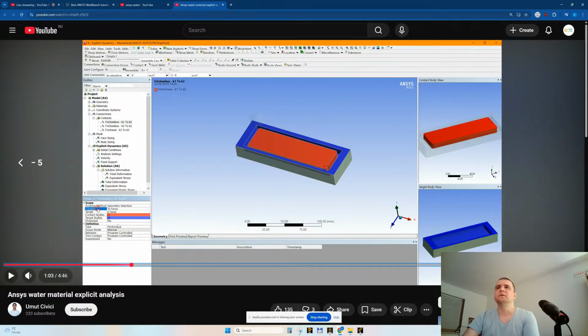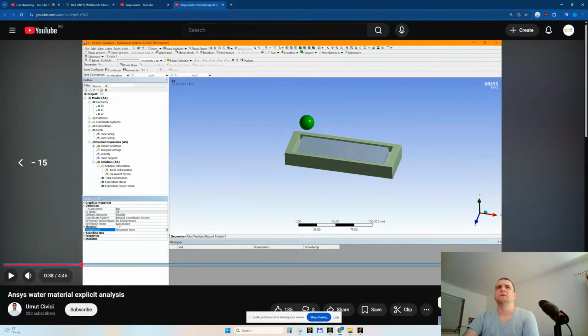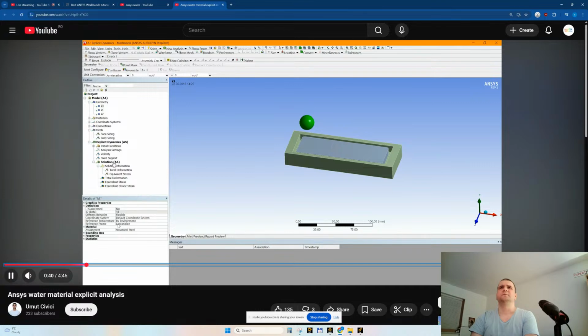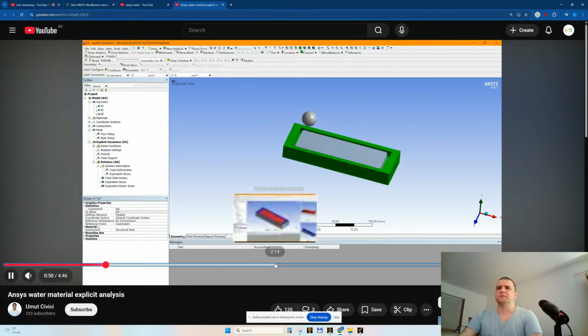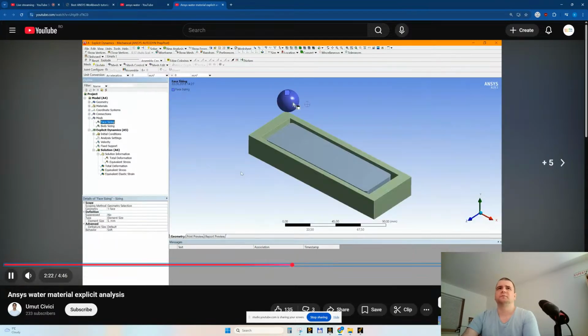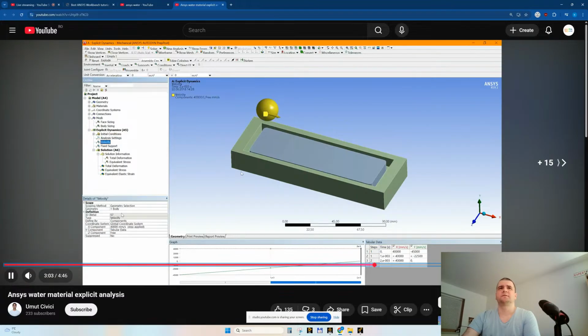What? He didn't? Let's see the water. This is the water, Lagrangian. Lagrangian, okay. As I made in my first simulation to show that it's not the correct way. All right, let's let it solve.